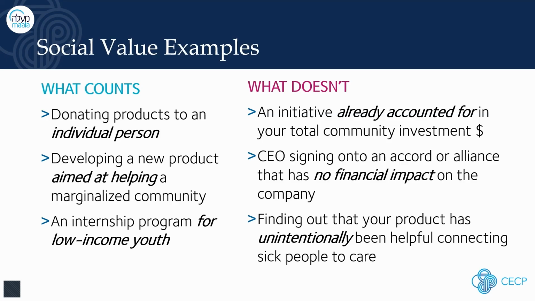What doesn't count are initiatives that you've already accounted for in your total community investment accounting. We don't want to double count or duplicate any efforts. What also doesn't count is if your CEO signs an accord or an alliance and that has no financial impact on the company. That's great from a storytelling perspective, but it doesn't actually have an impact on the company. And finding out that your product has unintentionally been helpful also doesn't count, because that social impact intention from the beginning wasn't there.